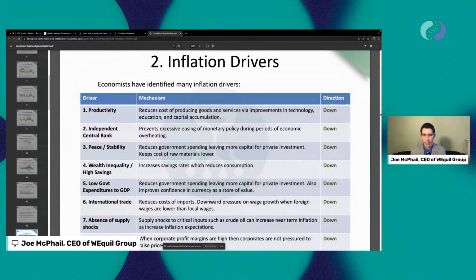So all of these are the major factors that our team was putting together to try to wrap our heads around when we would want to pull the trigger on implementing a correlation regime style portfolio and having more concern about rising correlations between stocks and bonds being driven by inflationary pressures.